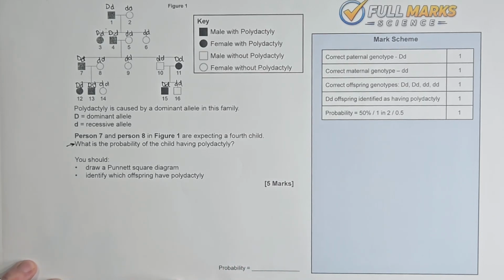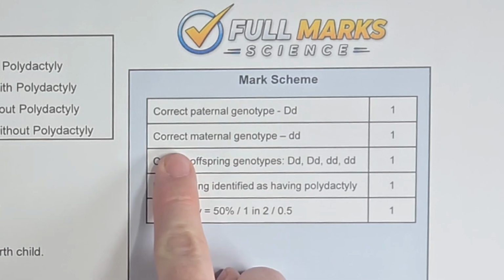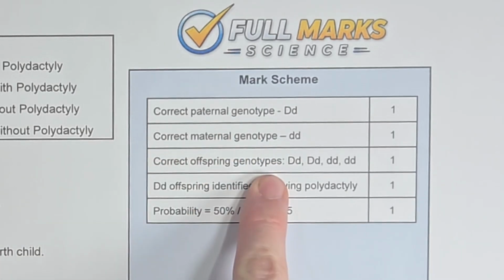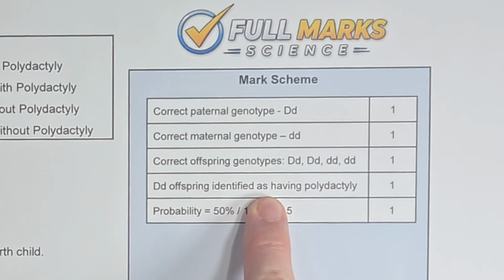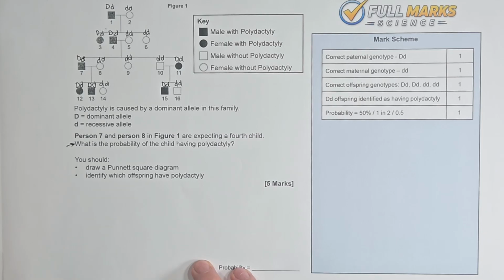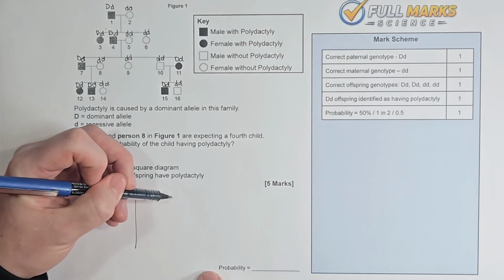So let's have a look at what we need to do on the mark scheme. So 5 marks there. Correct paternal genotype, correct maternal genotype, correct offspring genotypes, and then we need our offspring identified as having polydactyly and our probability. So 5 different things to do. So I will whiz through this now for you. I do have another video on Punnett squares if you want to practice these a bit more and see what tricks we can get up to.